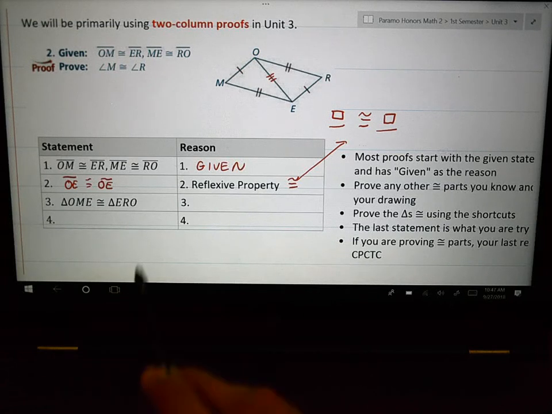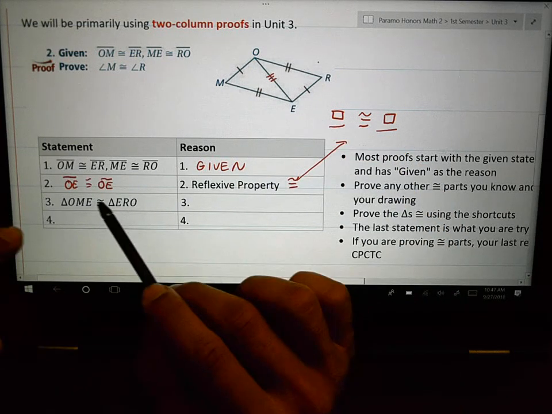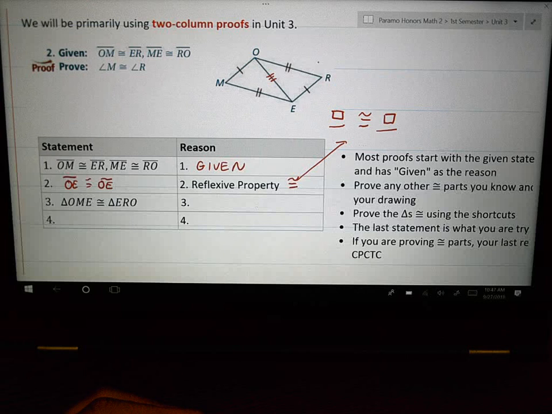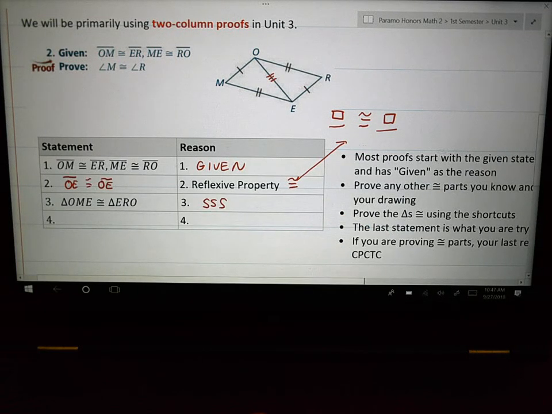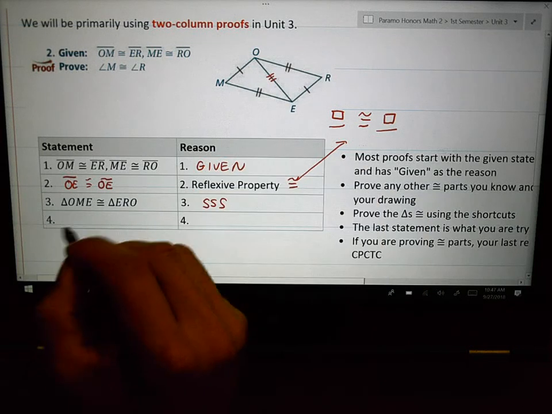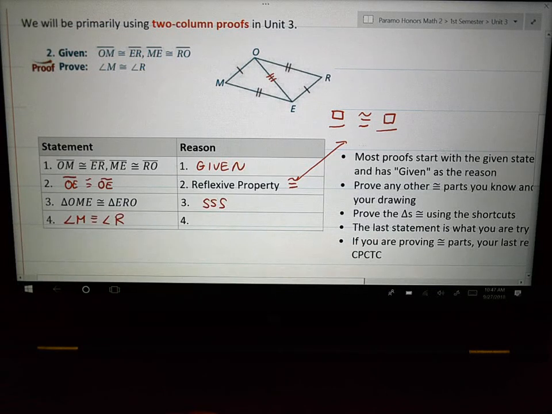Then the third statement says triangle OME is congruent to triangle ERO. How do we know that these two triangles are congruent? We're going to use something from 3.2 and 3.3. If you know what the three letters that we're going to use are, say them out loud. And then we look at what we're trying to prove. We're trying to prove that angle M is congruent to angle R. That's our fourth step, our fourth statement.